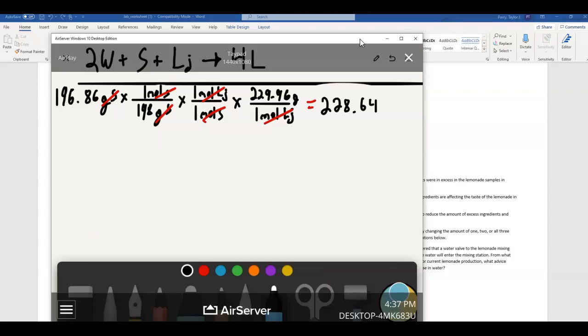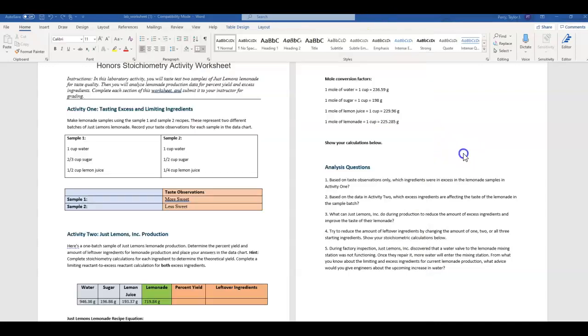So let's look and see. That's how many grams, like if I wanted to completely use up all my sugar, this is how much lemon juice I'd need: 228.64 grams. But if we look here, do I have that much lemon juice? I don't, which means lemon juice is the limiting reactant because we don't have enough lemon juice to completely react with these. So from here on out, we're going to do all of our calculations based off of lemon juice. Okay, so let's do that.